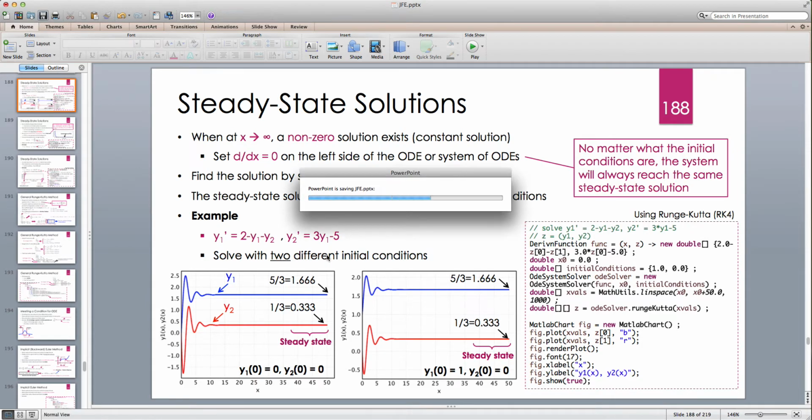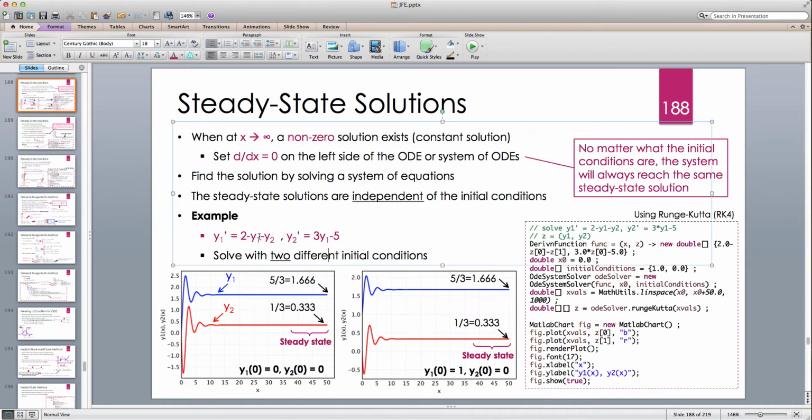And here's an example that I have here. Let's assume I have a system of two equations. y1 and y2 are my state parameters or state variables. So my system is determined by y1 and y2, and they are coupled to each other via this system of ODEs. y1 prime is 2 minus y1 minus y2, and y2 prime is 3y1 minus 5.